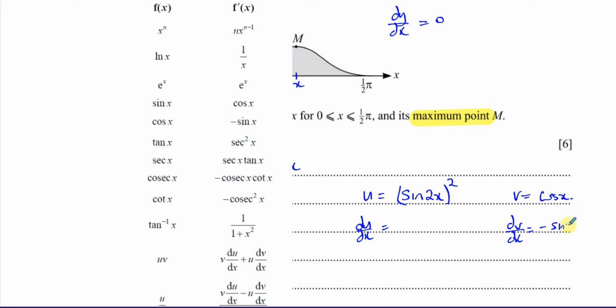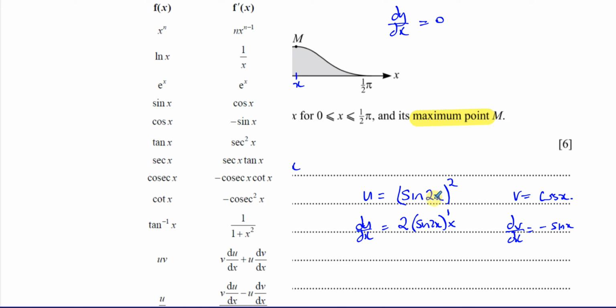That's pretty simple. For du/dx, we have to use a bit more working because we have a function inside a function. We have to use the chain rule. So the main function here is something raised to the power of 2, for which we use the power rule. So we multiply by the power. So you have 2 times the sine of 2x to the power of 1. But then by the chain rule, we multiply by the differential of what's inside the function. So we have to multiply by the differential of sine 2x.